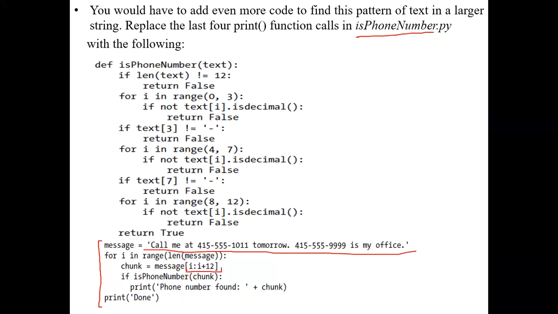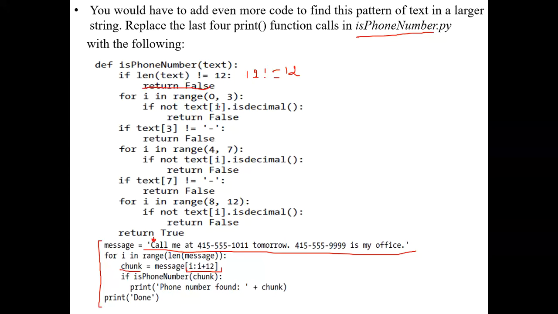Once I copy those 12 characters from the string value stored in message, they will be stored in a variable chunk, and I am passing this chunk to isPhoneNumber, and we already know how it works. When the first character is an alphabet, it is not going to return false here because 12 is not equal to 12. So the condition does not result into true; the condition results into false, and it is not going to return false.